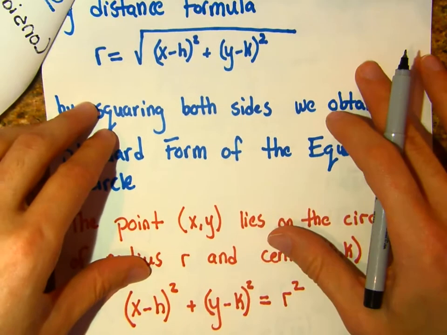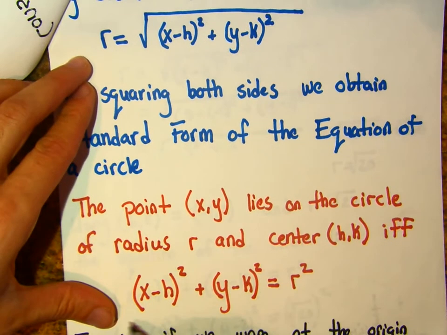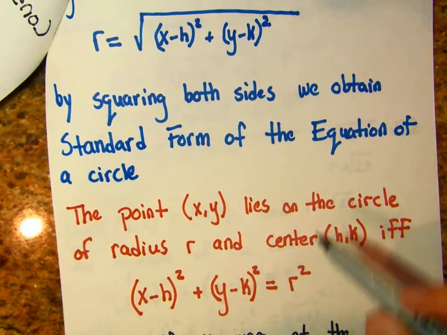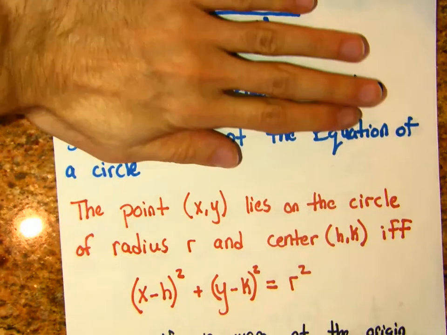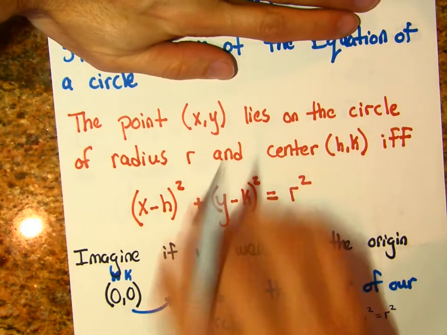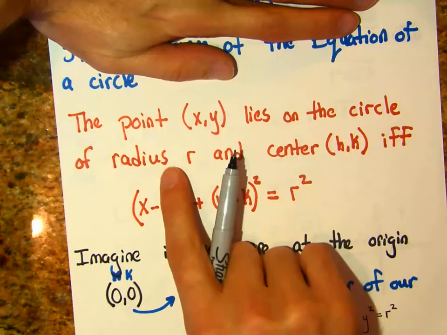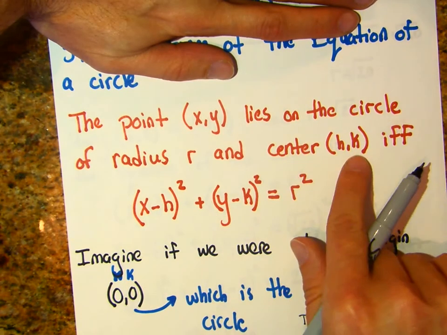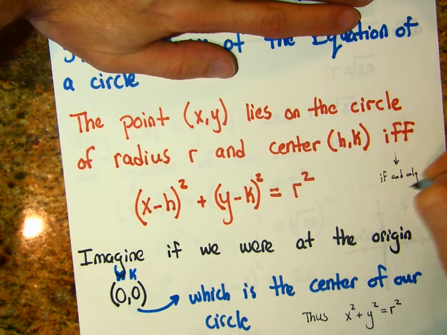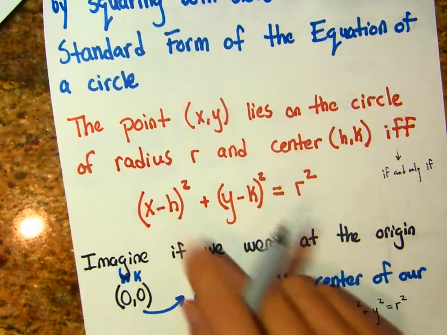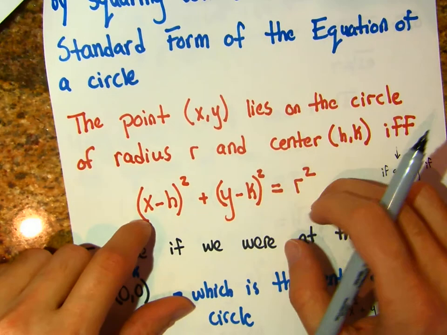So here, to create the equation of a given circle, it'll be this right here. Ignore this part. Here, please have this in your notes. Let's say the point xy lies on the circle of radius r and the center h comma k if and only if x minus h squared plus y minus k squared is equal to r squared. This is the standard form of the equation of a circle.